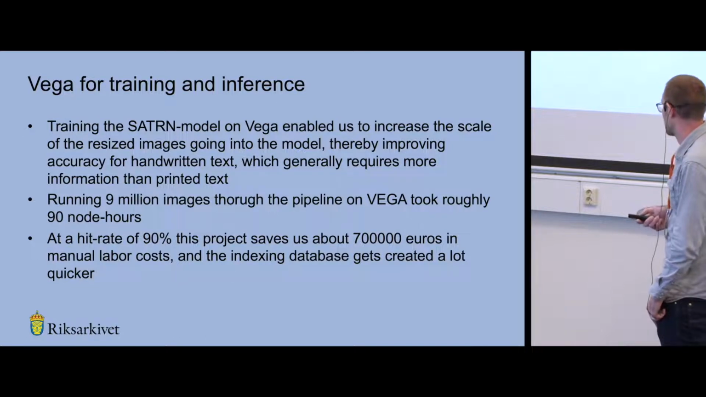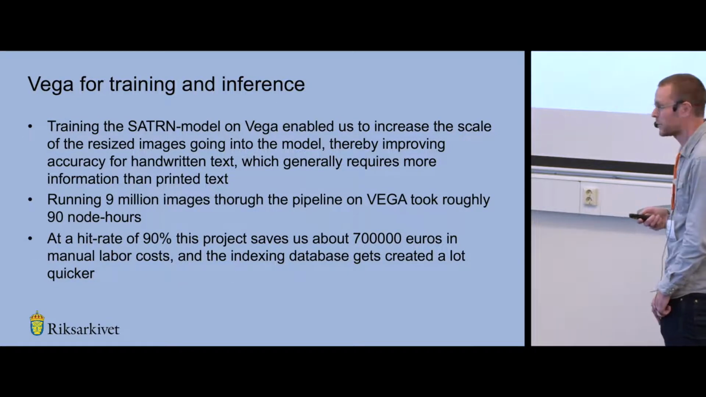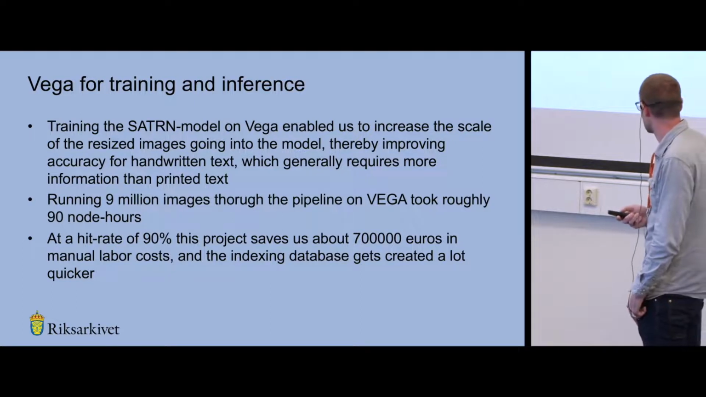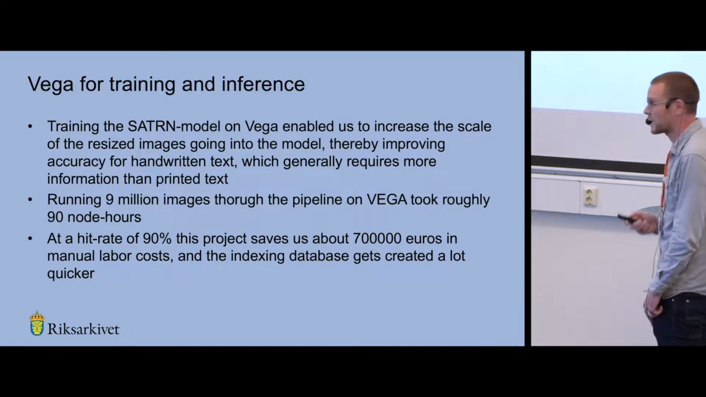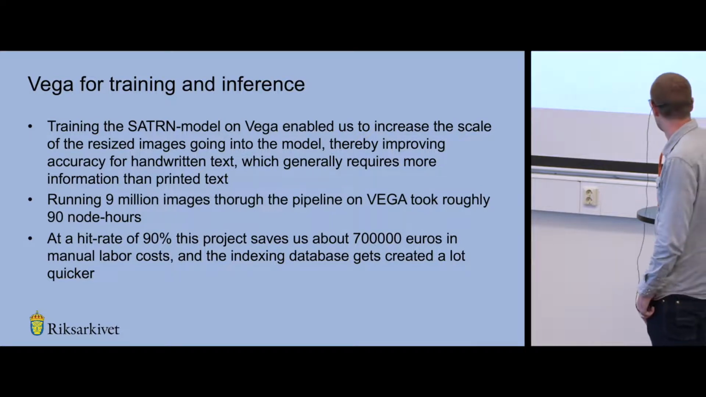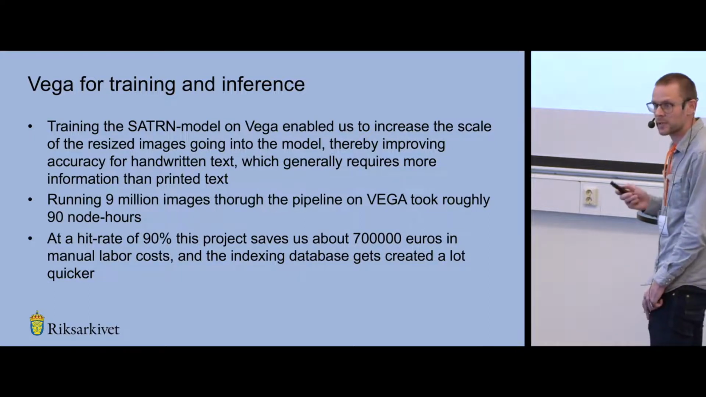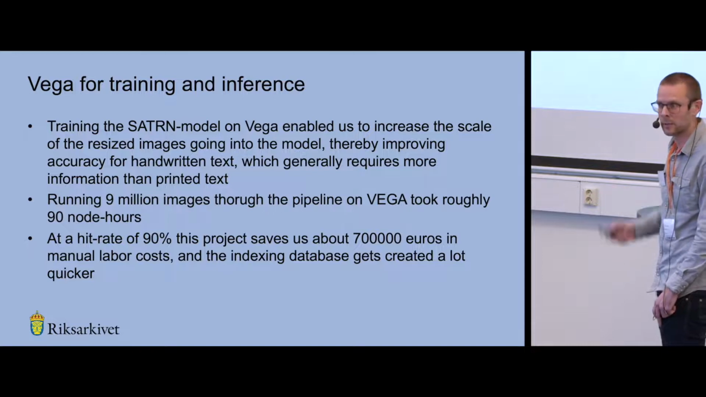At a hit rate of 90%, this project saved us about 700,000 euros in manual labor costs. And of course, the indexing database gets created a lot quicker. That might not be a huge number, but it's our first HPC project, and it's a very important result for us because it shows value in these kinds of projects.